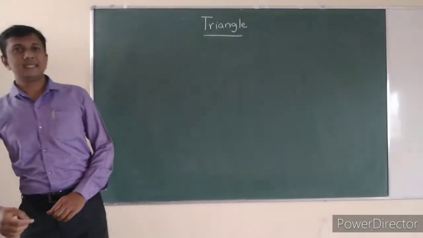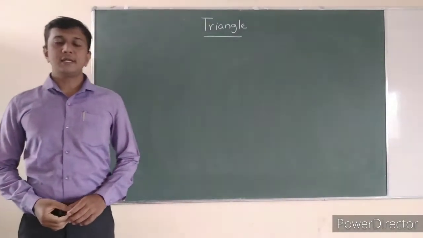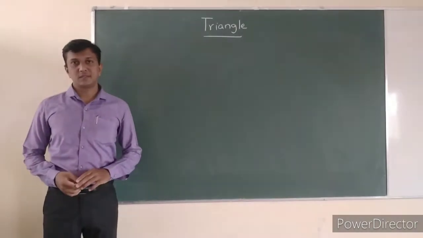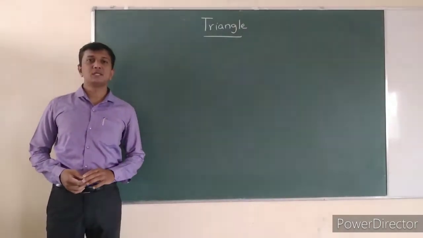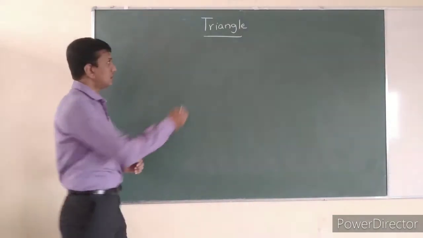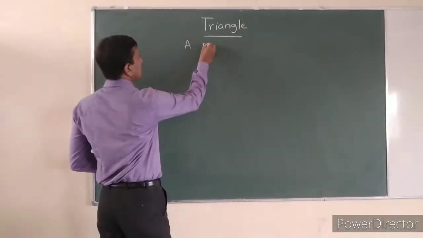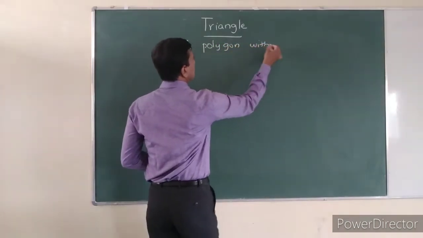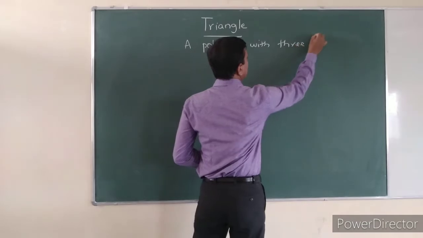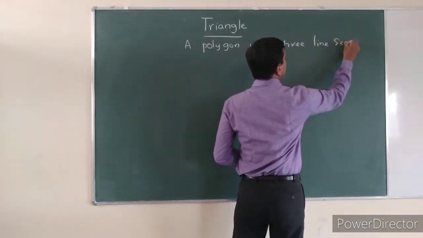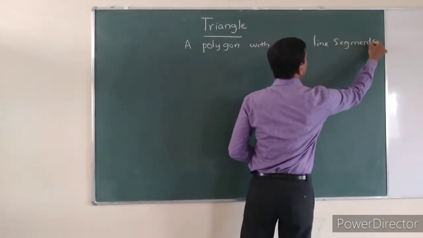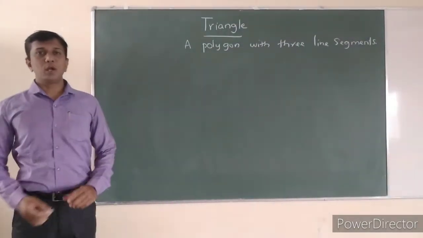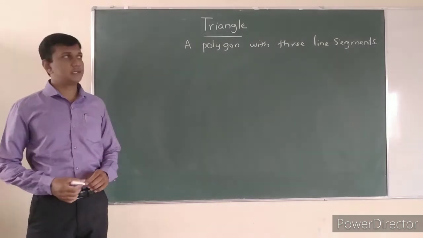So what is a triangle? A triangle is a polygon with 3 line segments, or it is a simple closed figure with 3 line segments. So a polygon with 3 line segments, or you can say a simple closed figure with 3 line segments.